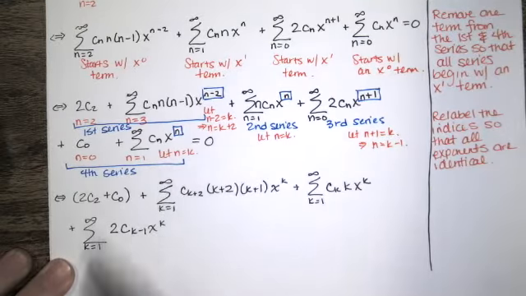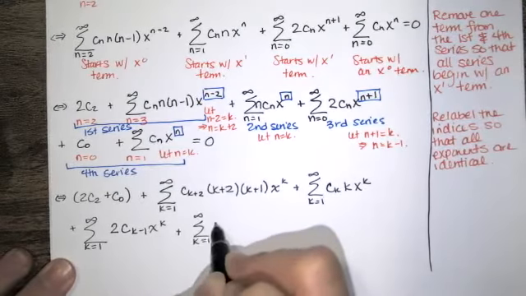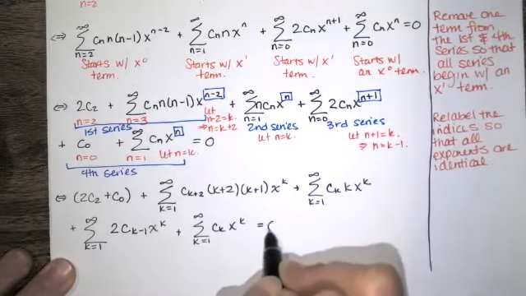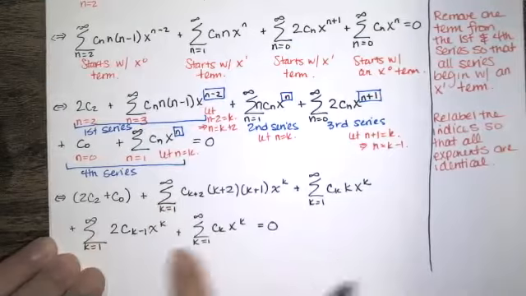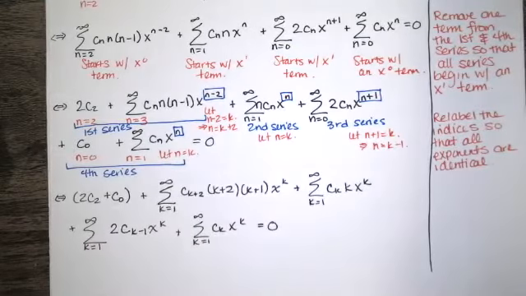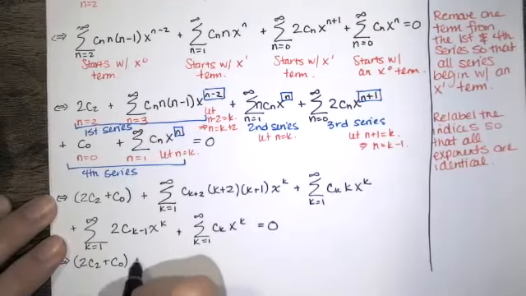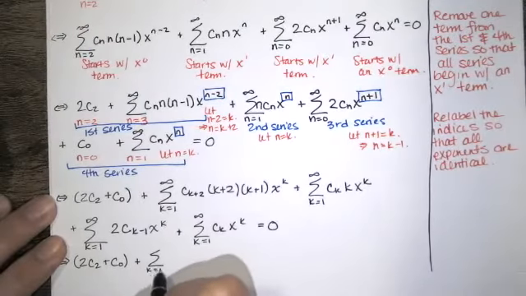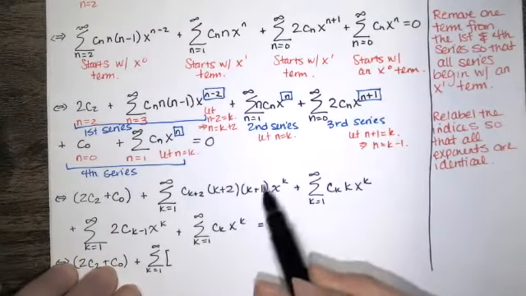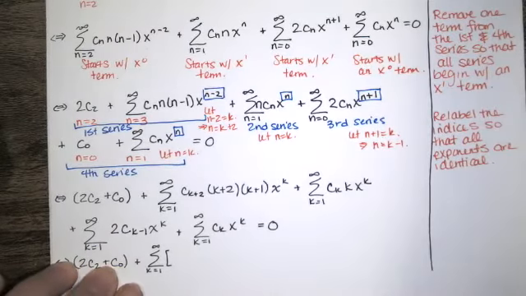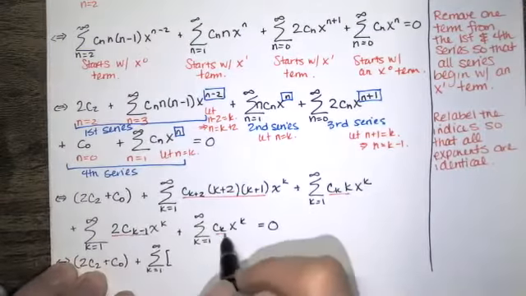And then for the last one, we've got to just replace the n with a k. So the sum as k goes from 1 to infinity of c sub k times x to the k, and that equals 0. Okay, so now they all have x to the k's. They all start with k equals 1. So we can add those series together. So this is 2c sub 2 plus c sub 0 plus a single infinite series now. And I'm going to factor out an x to the k. So I'm going to add this coefficient of x to the k to this one, and this one, and this one.